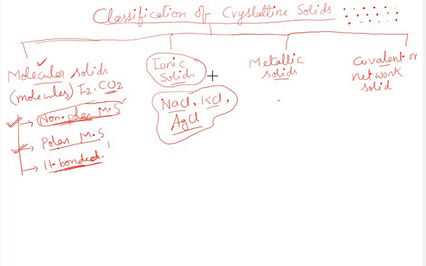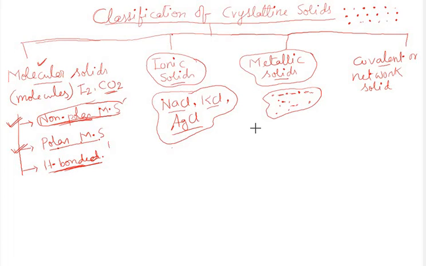Now the next category of crystalline solid is the metallic solid. So metallic solids are those solids in which the metallic bond exists in between the constituent particles. So suppose these are the constituent particles of the solid, and within these constituent particles the metallic bond is existing. So these types of solid in which the constituent particles are held by metallic bond are called the metallic solid.